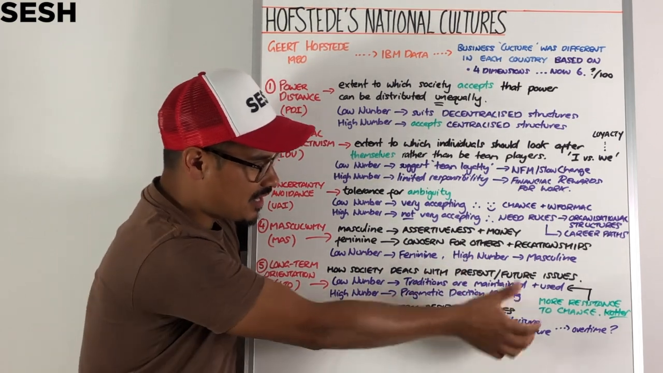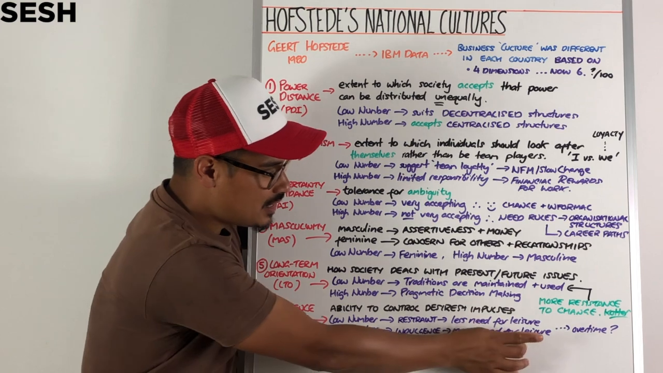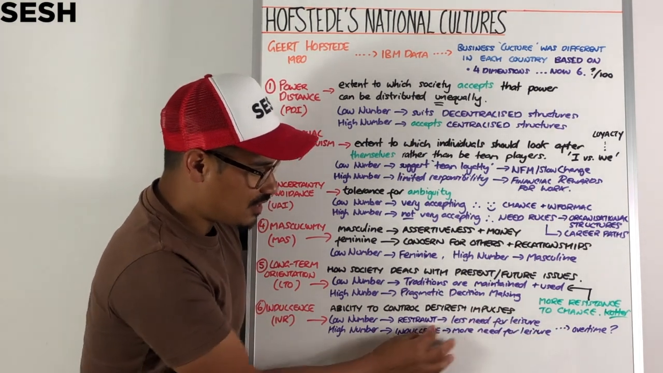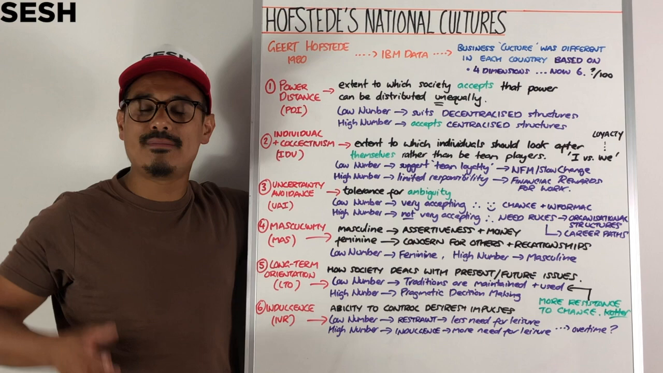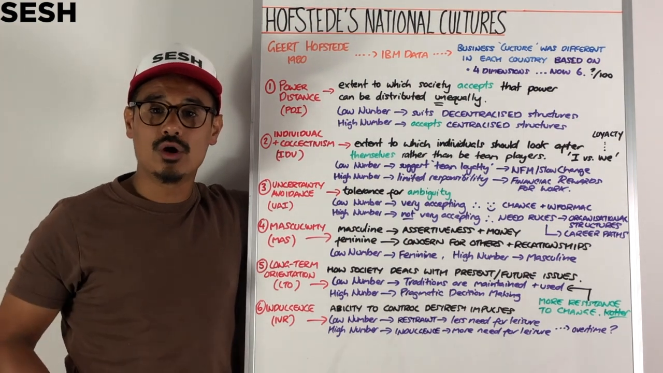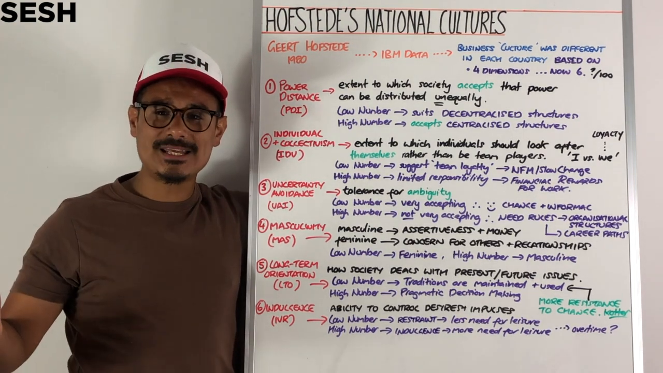So you could definitely think about overtime here, because if you have more need for leisure, it might be more difficult for overtime. If you have less need for leisure, then overtime may be easier to implement in your business. So I hope that helps with Hofstede's national cultures.